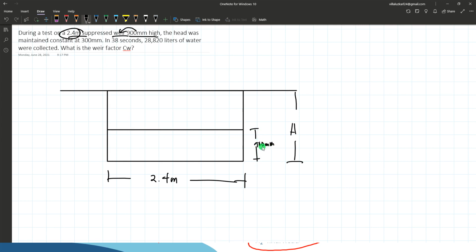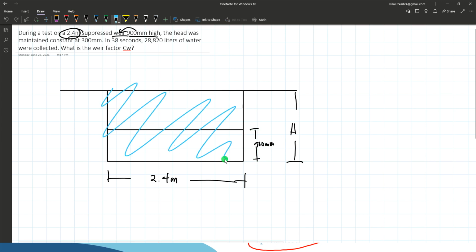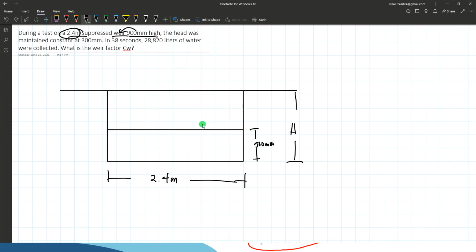900 mm. So as a whole, this is your open channel, but in order for us to measure the discharge, we put a suppressed weir. This portion right here is your weir. So from the overflowing liquid above the weir, we can now measure the amount of liquid that is passing through this section. So we had 900 mm or 0.9 meters height of the weir.